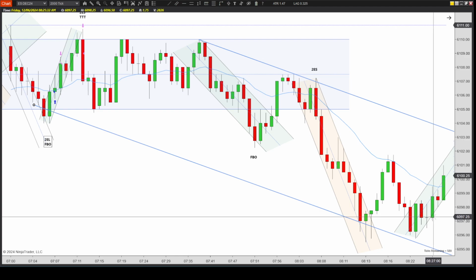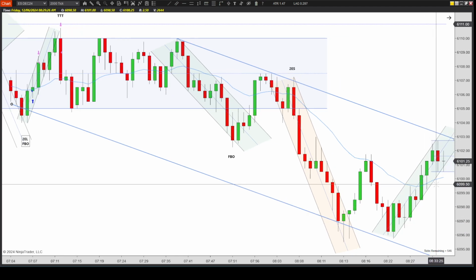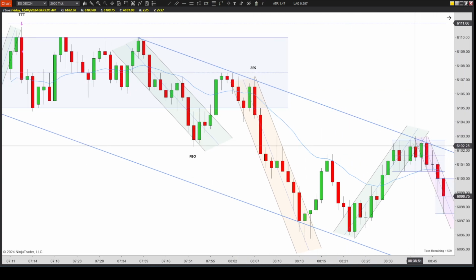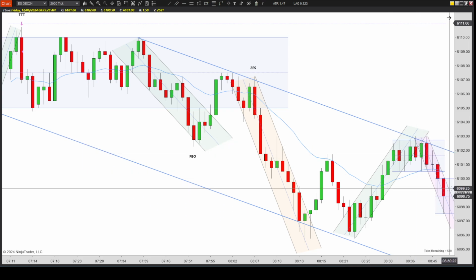Second entry long here, not a good signal bar. Pushes up, hits this downward channel or trend line, whatever you want to call it, but it did hit it a 4th time, and it looks like it's stalling. It kind of hits a sideways consolidation and pushes down.